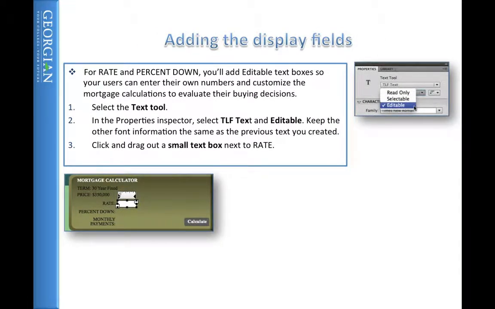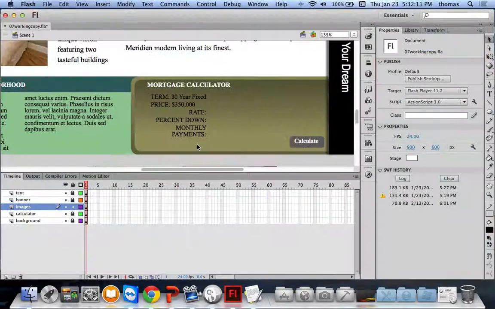Now we're going to create a couple of editable text boxes. And what we're going to do is, this is the place where we're going to hold our information. We're going to actually get the information from the user for the rate and for the percent down. Okay, so let's just try that.